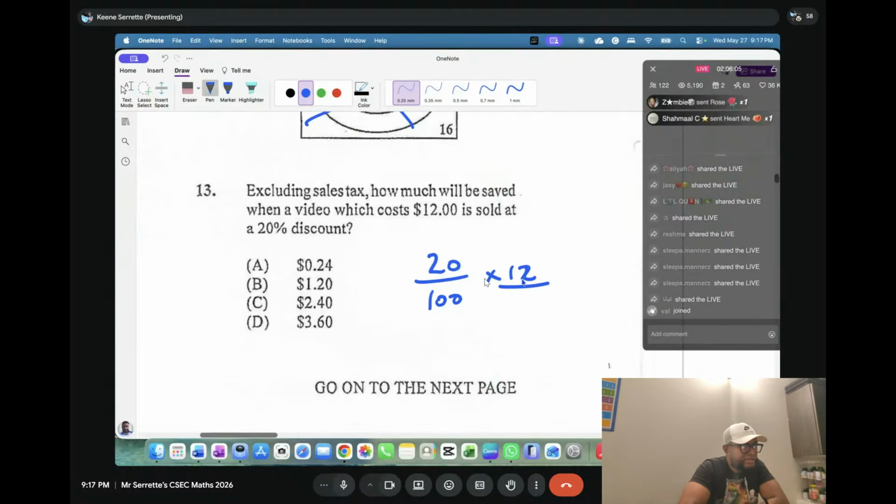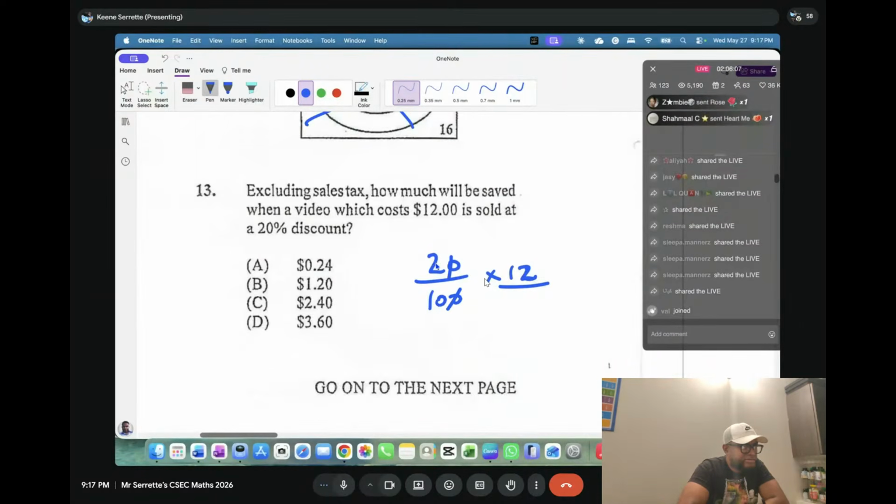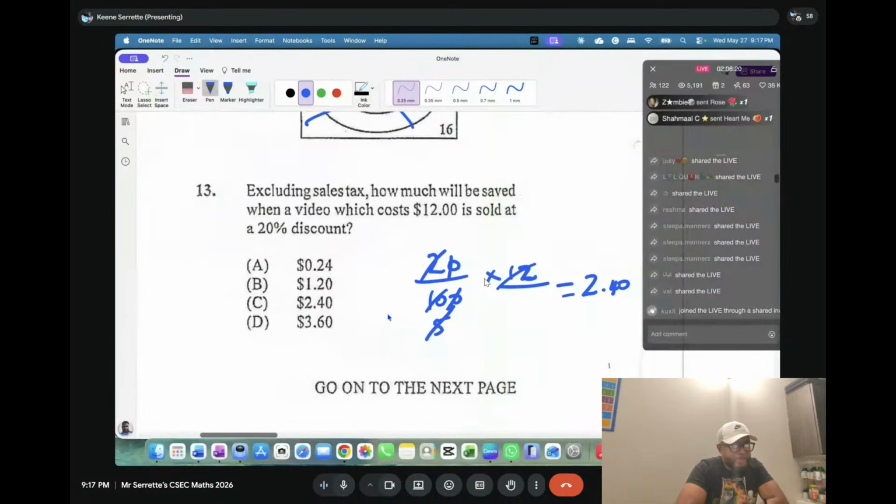0.2 is 1 over 5. 5 into 12 is what? 5 into 12 will be 2 and 2/5, which will be 2.4. Yeah, it's a strange question, but that's the answer. Because that's what you're saving. If you get this 20%, that's how much you're saving. You're saving $2.40. Right?